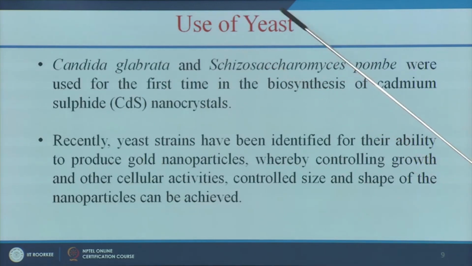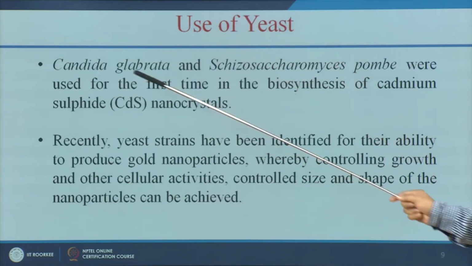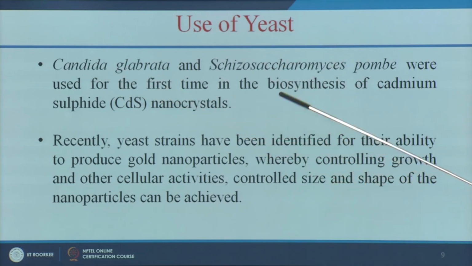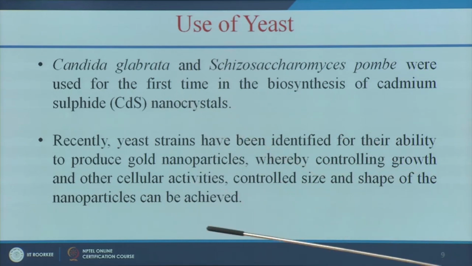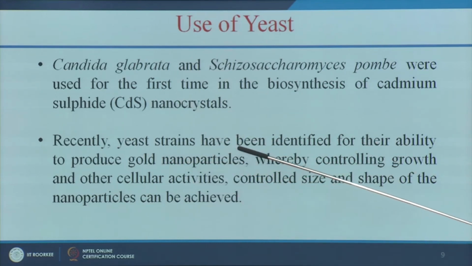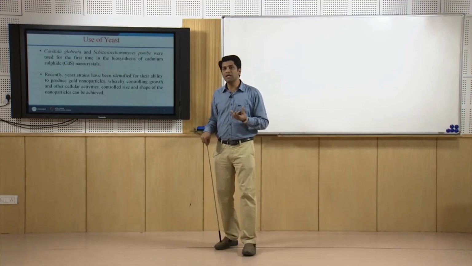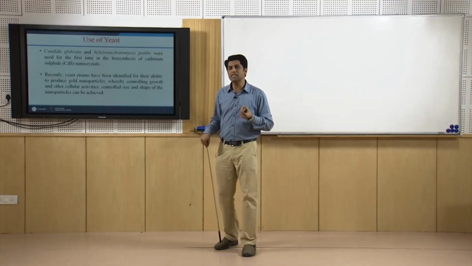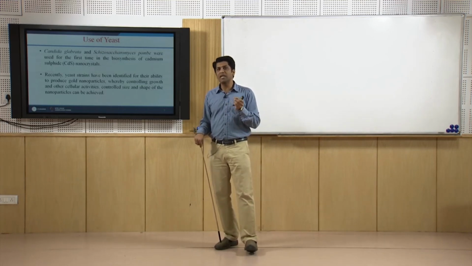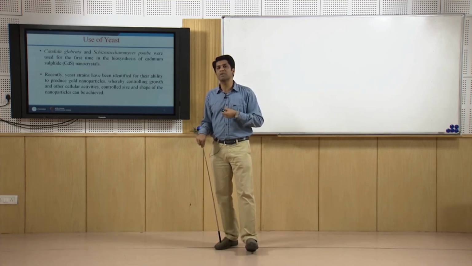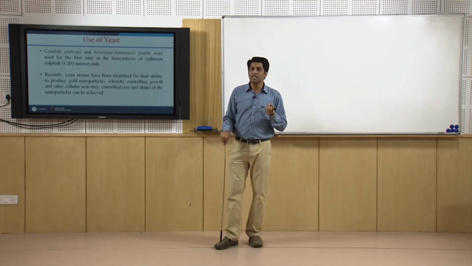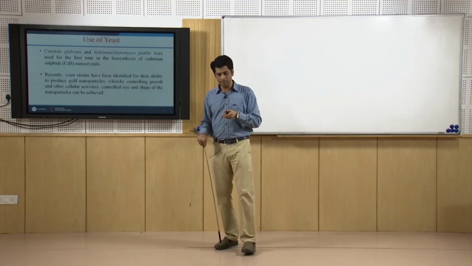We can also use yeast for making nanoparticles. For example, Candida can be useful for synthesizing cadmium sulfide nanoparticles, and recently yeast strains have also been identified for making gold nanoparticles and other metal nanoparticles. Using yeast, controlled size and shape of nanoparticles can be easily achieved, and again yeast is not very costly; it is available in any shop. You can purchase normal yeast and do your research. You can simply add this yeast and grow it in the presence of your metal salt. The enzymes present in the yeast can convert your metal salt into metal nanoparticles.